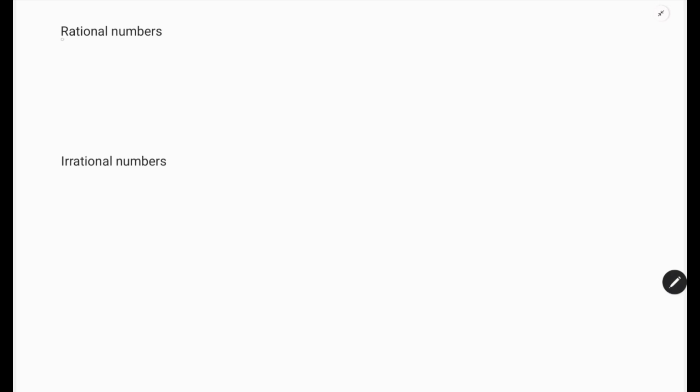See, in the word rational there is the word ratio. Ratio means it is in the form of p by q. It has a numerator and a denominator. So a rational number is a number that can be expressed in the form of p by q, where q is not equal to 0. See, in any number, if the denominator is 0, then it is undefined, right? So a rational number can be denoted in the form of p by q, where q is not equal to 0.